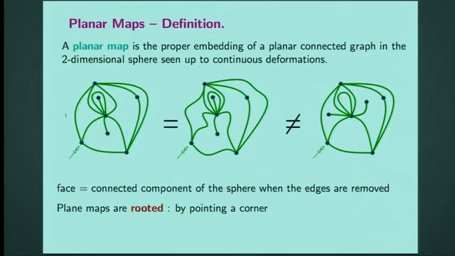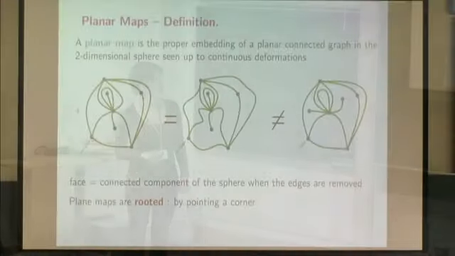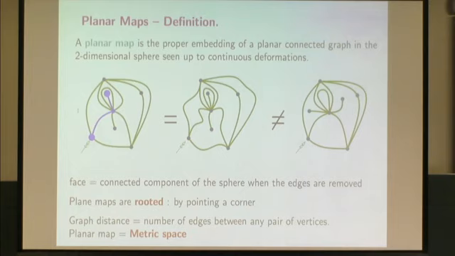So a planar map is a proper embedding of a planar connected graph in the sphere. Here I'm just going to work in the sphere, and just for convenience, the planar maps are going to be rooted by pointing a corner, and I really want to consider planar maps as metric spaces where the distance is the graph distance between two vertices.